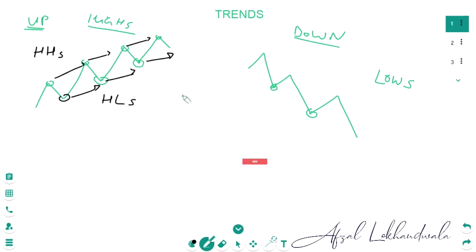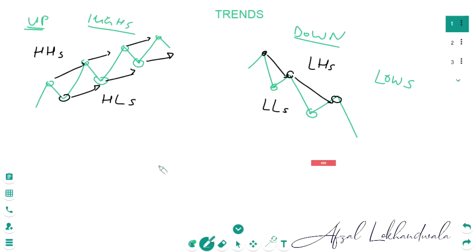Let's come to the downtrend. In the downtrend, if we look at the highs, we see that the highs are falling. So we say that in a downtrend, we get lower highs, and similarly the lows are getting lower. We say that in a downtrend we see lower lows.